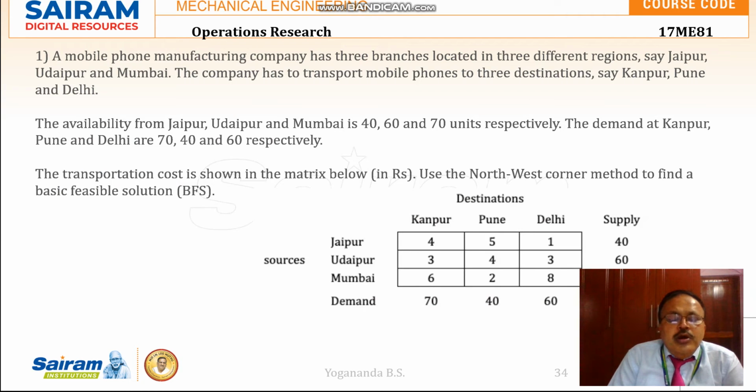So the same problem of shipment of mobile phones what we have seen using the other method. So here we have three sources of supplying the mobile phones: Jaipur, Udaipur and Mumbai. These manufacturers are supplying to the warehouses or the showrooms in the destinations like Kanpur, Pune and Delhi. So the cost of shipment is shown in the matrix in rupees.